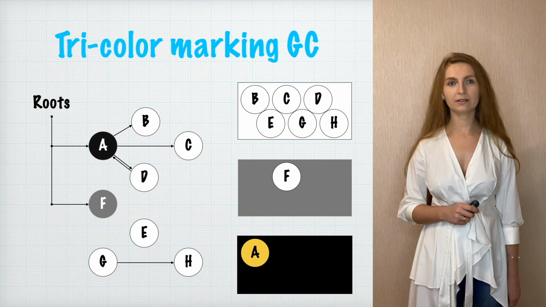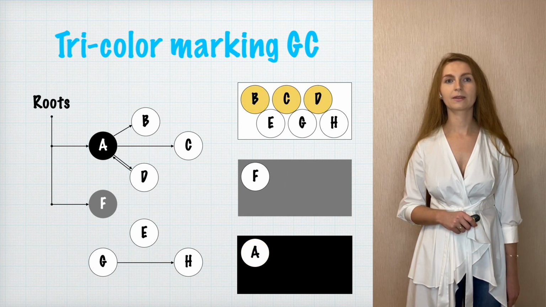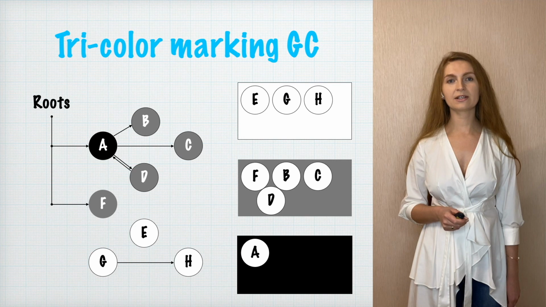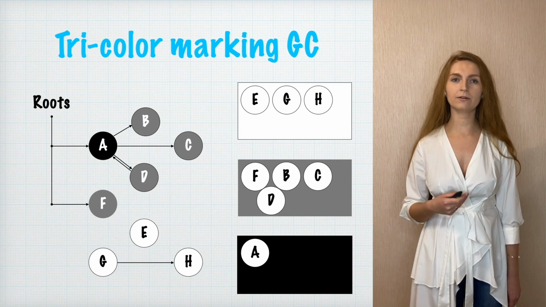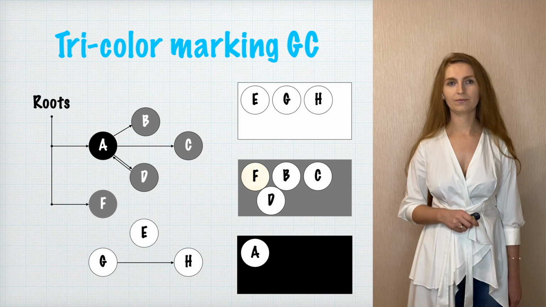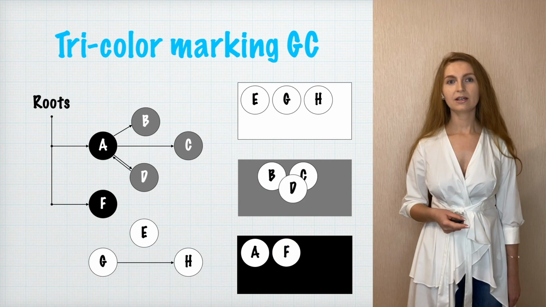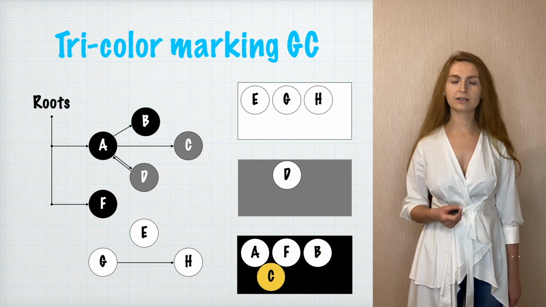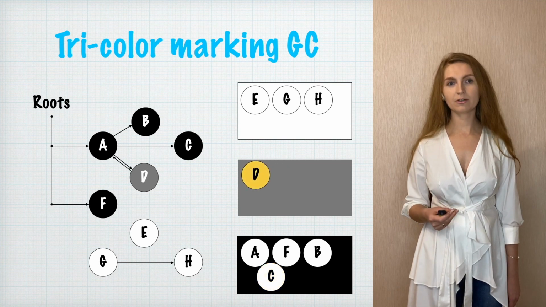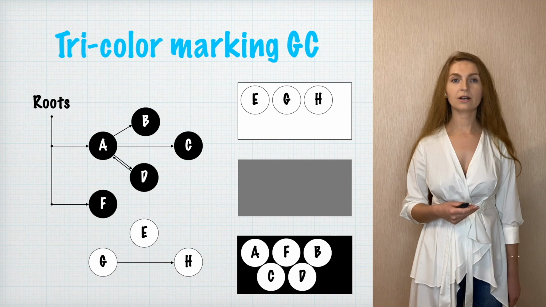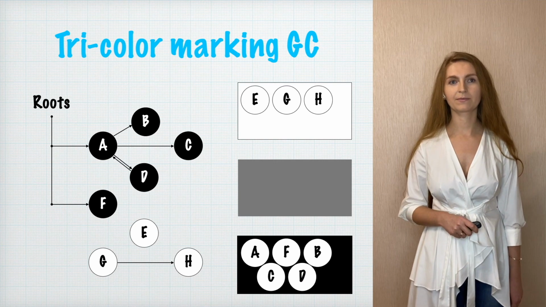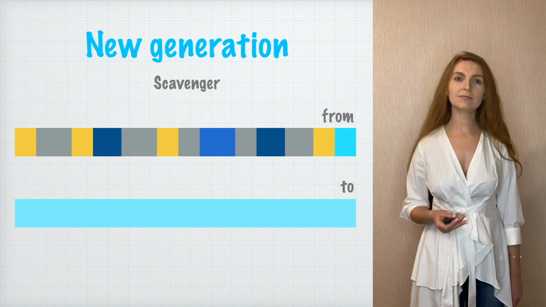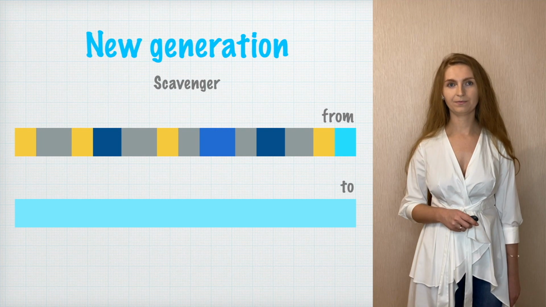Pick an object from the gray set and move it to the black set. Move each white object it references to the gray set. This ensures that neither this object nor any object it references can be garbage collected. Repeat the last two steps until the gray set is empty. When the gray set is empty, the scan is complete. The black objects are reachable from the roots, while the white objects are not and can be garbage collected. Cheney's algorithm, on which the Dart VM new generation is based, implements such a three-color marking algorithm.